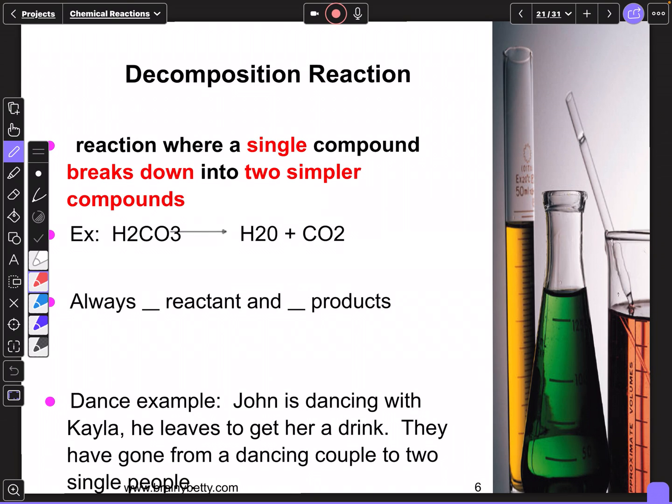A decomposition reaction is a reaction where a single compound breaks down into simpler compounds. If you notice here, we've got H2CO3, carbonic acid, which breaks down into water and carbon dioxide. So it's always 1 reactant and 2 or more products. That's how you can tell a decomposition reaction. John's dancing with Kayla. He leaves to get her a drink. They've gone from a dancing couple to 2 single people.